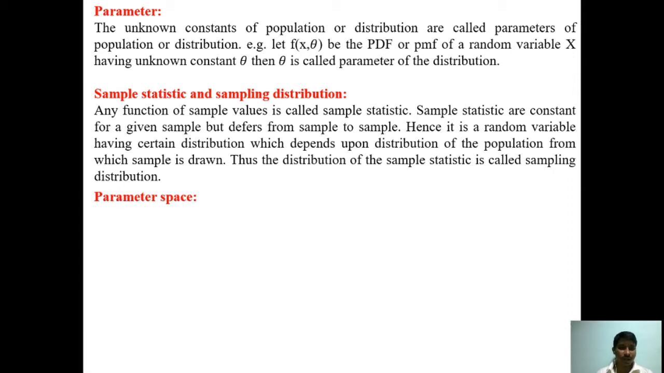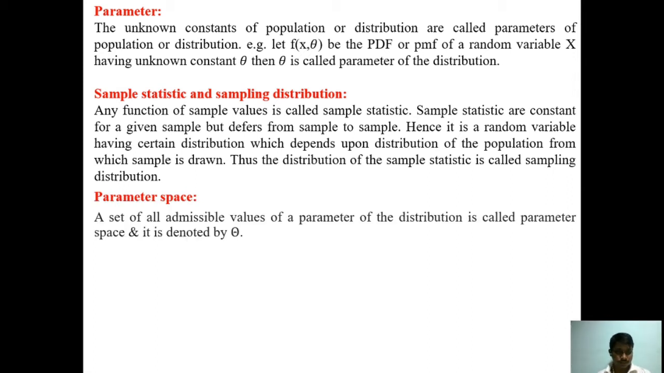Next definition is a parameter space. The definition is a set of all admissible values of a parameter of the distribution is called parameter space. Means a set of all possible values of the parameter. Such a set is called a parameter space. This parameter space is denoted by script theta. Let us see the example of parameter space.